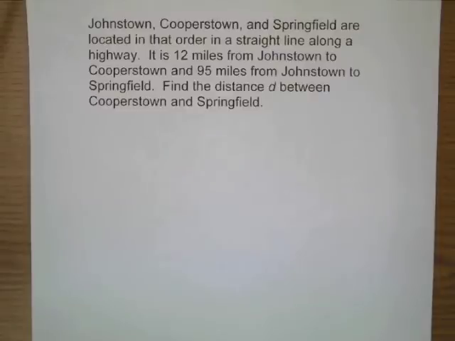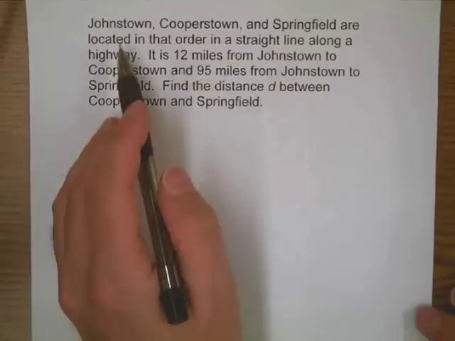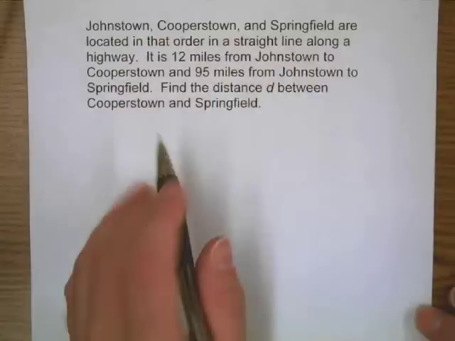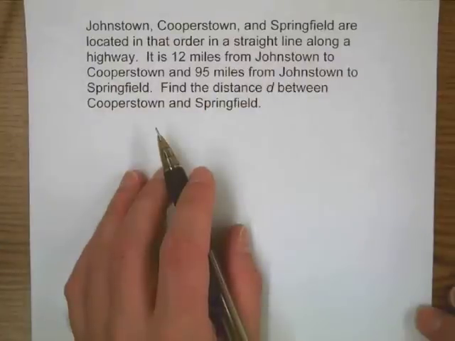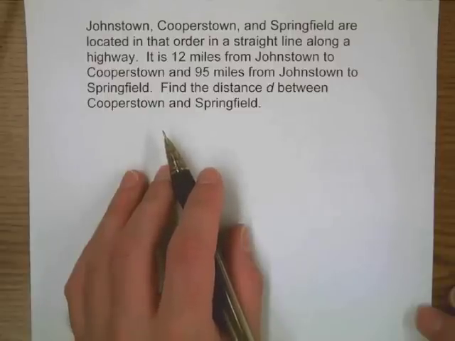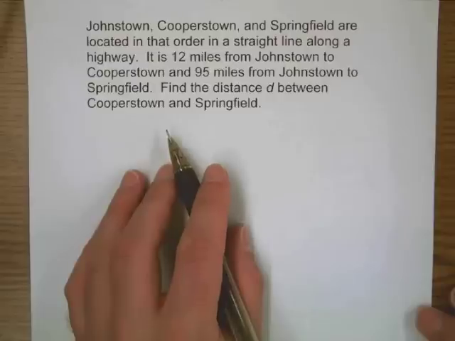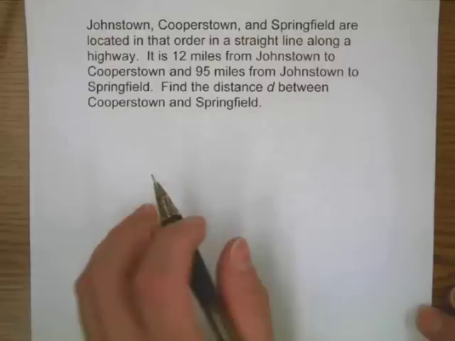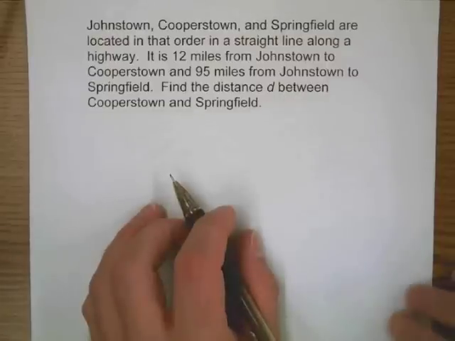Lesson 2-5, Example 2. Our objective is learning to solve whole number addition equations. So let's take a look at this problem here. Johnstown, Cooperstown, and Springfield are located in that order in a straight line along a highway. It is 12 miles from Johnstown to Cooperstown and 95 miles from Johnstown to Springfield. Find the distance, d, between Cooperstown and Springfield.